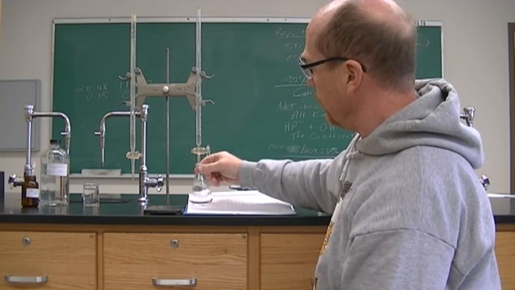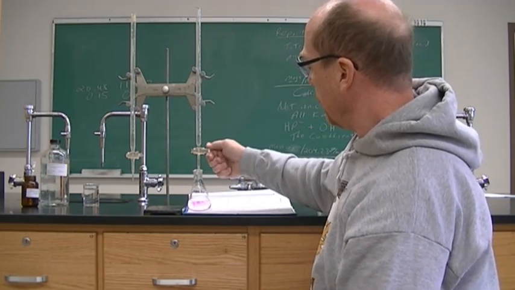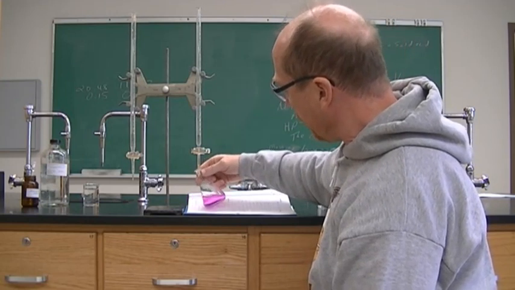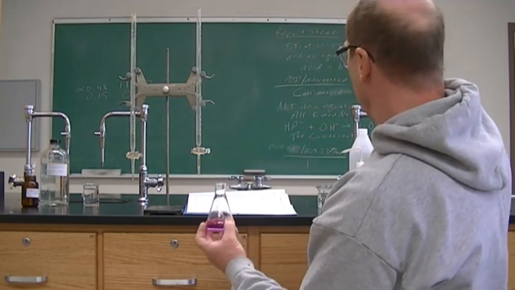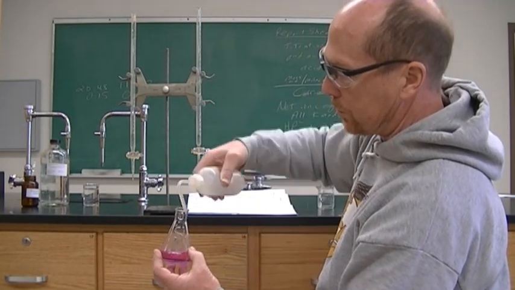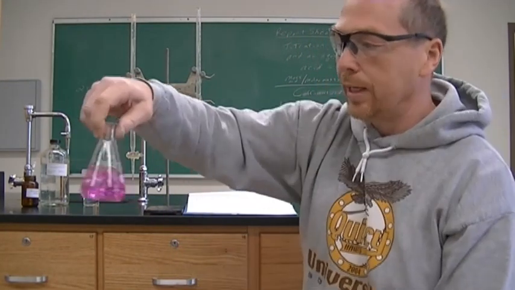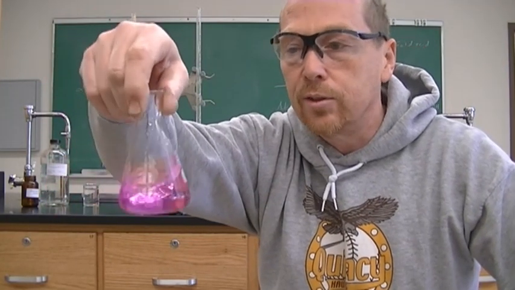Getting very close. I think that might do it. One drop turned it pink. Now we just have to rinse it down and make sure it stays pink for 30 seconds. And since we saw one drop change that color, we know that this is a very good titration. It's going to give us very good results.